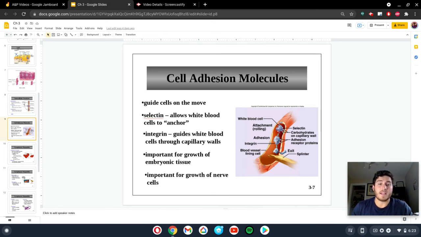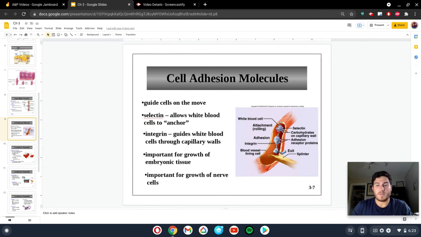And there are many different types of adhesion molecules with different roles. They're also really important for things like the growth of embryonic tissues, right? To make sure that those embryonic tissues stay in the same spot. That's pretty important. As well as the growth of different nerve cells. So if there's damage to a nerve cell, or if there's just nerve cells growing in an area, you want them to continue to grow there.